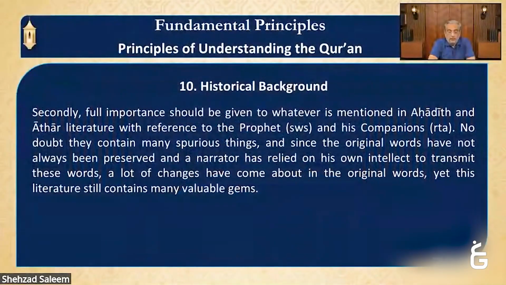Now, the second point which Ustaz Ghamidi has written also needs to be understood. So he says, secondly, full importance should be given to whatever is mentioned in our hadith and athar literature with reference to the Prophet and his companions. No doubt they may contain many spurious things, and since the original words have not always been preserved, and a narrator has relied on his own intellect to transmit these words, a lot of changes have come about in their original words. Yet this literature still contains many valuable gems.